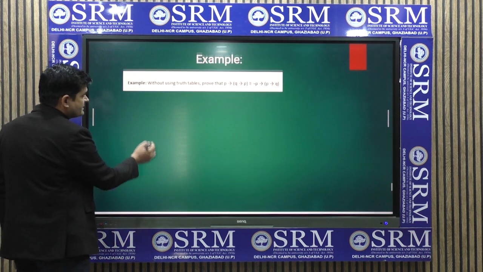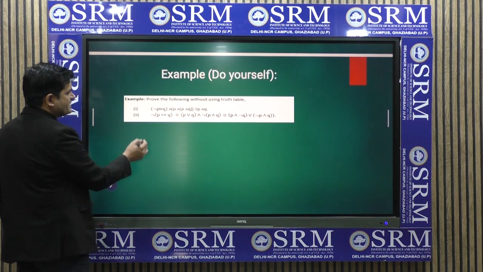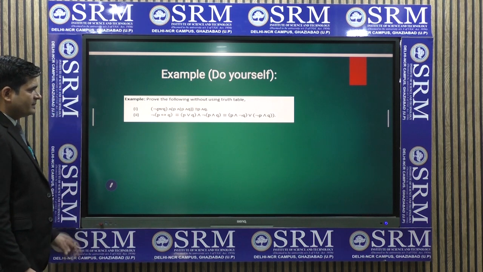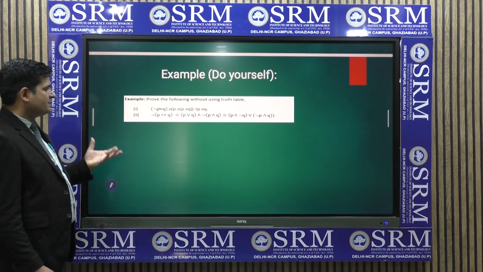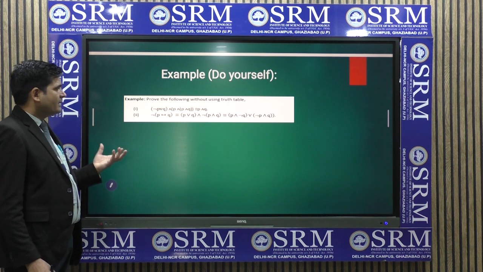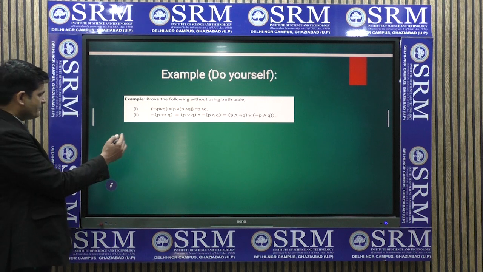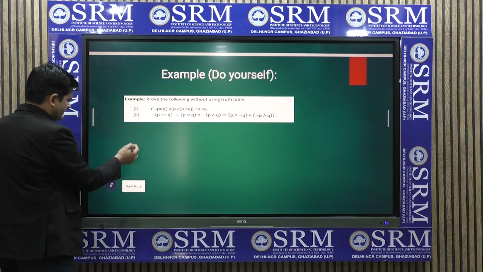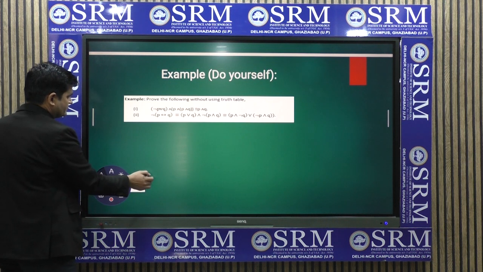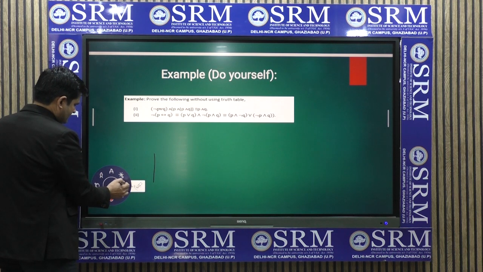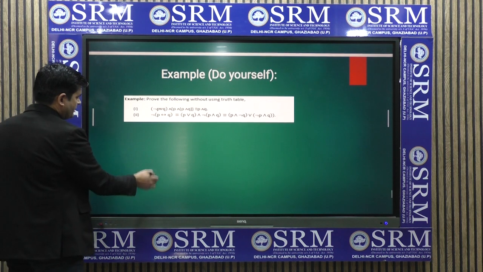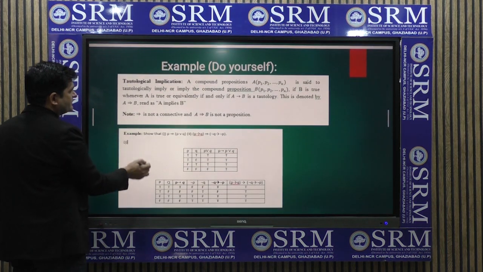So let us move on to the next slide. So student, you can try this example yourself. By applying the laws of algebra and the equivalences involving the conditional and the biconditional statement, you can easily prove this question. Okay. Now moving on to the next slide.